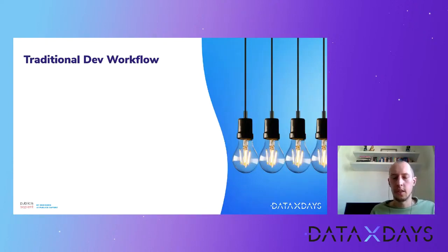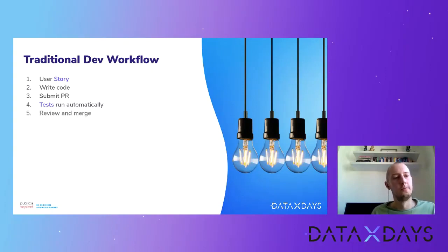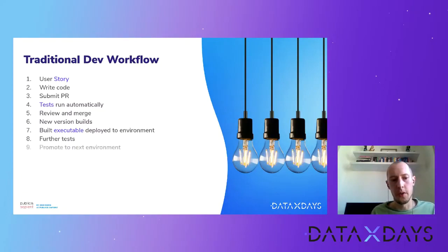So we can now drill into this in more detail and see more of how the landscape works by looking at the workflows in more detail. A traditional development workflow would start with a user story, then we write some code, probably submit a pull request. Hopefully the tests will run automatically because we've got DevOps set up. Then when that's reviewed and merged, a new version will build. That new executable will be deployed to a test environment where further tests will be run. It can be promoted to the next environment and so on.